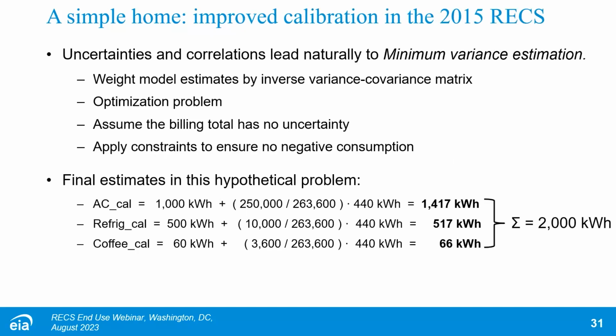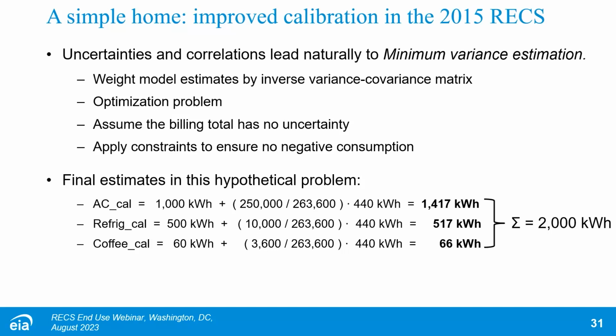A calibration approach that accesses and exploits uncertainties and correlations is a minimum variance estimation approach. Here we're going to weight our model estimates by an inverse of their variance covariance matrix. In practice, we solve this through an optimization routine on a computer where we can apply constraints so that we don't get negative consumption. And we assume that the billing total has no uncertainty. But here I've chosen this judiciously so that you can get a glimpse at some of the math going on.